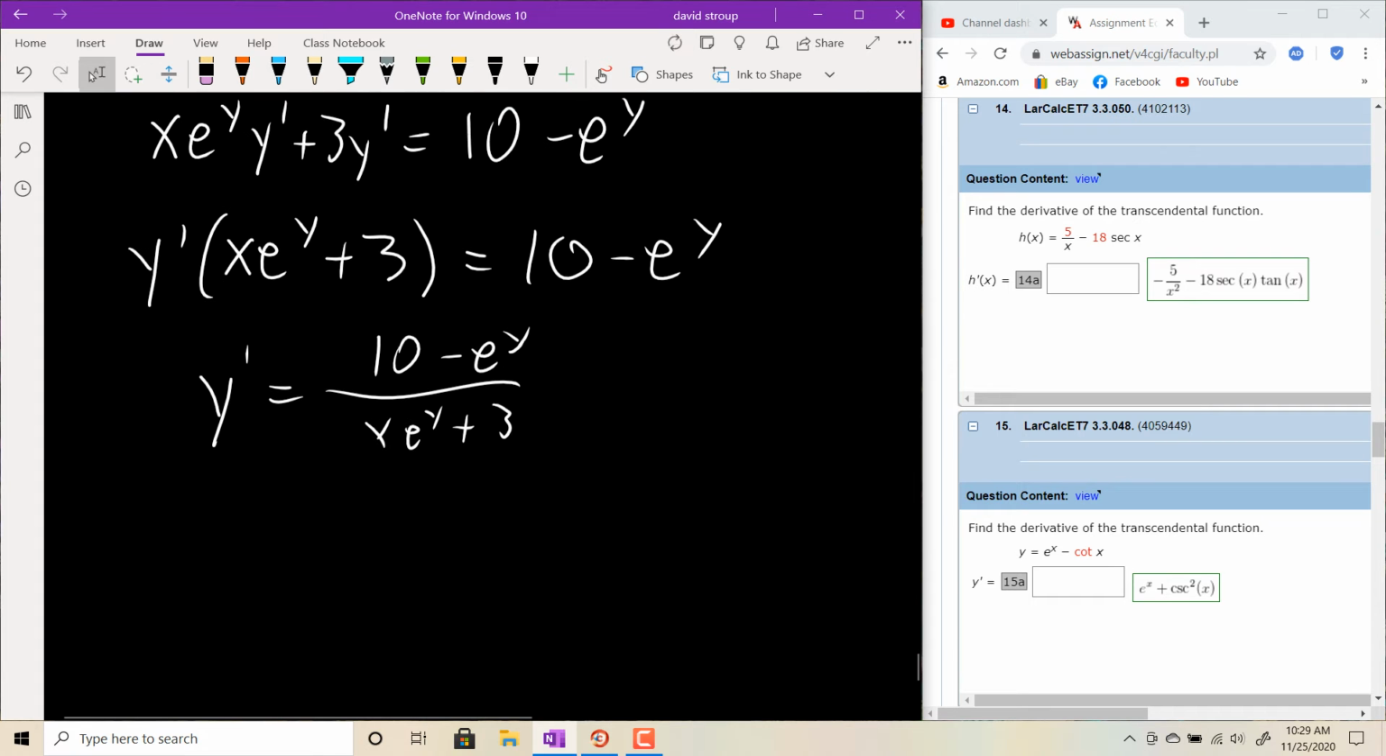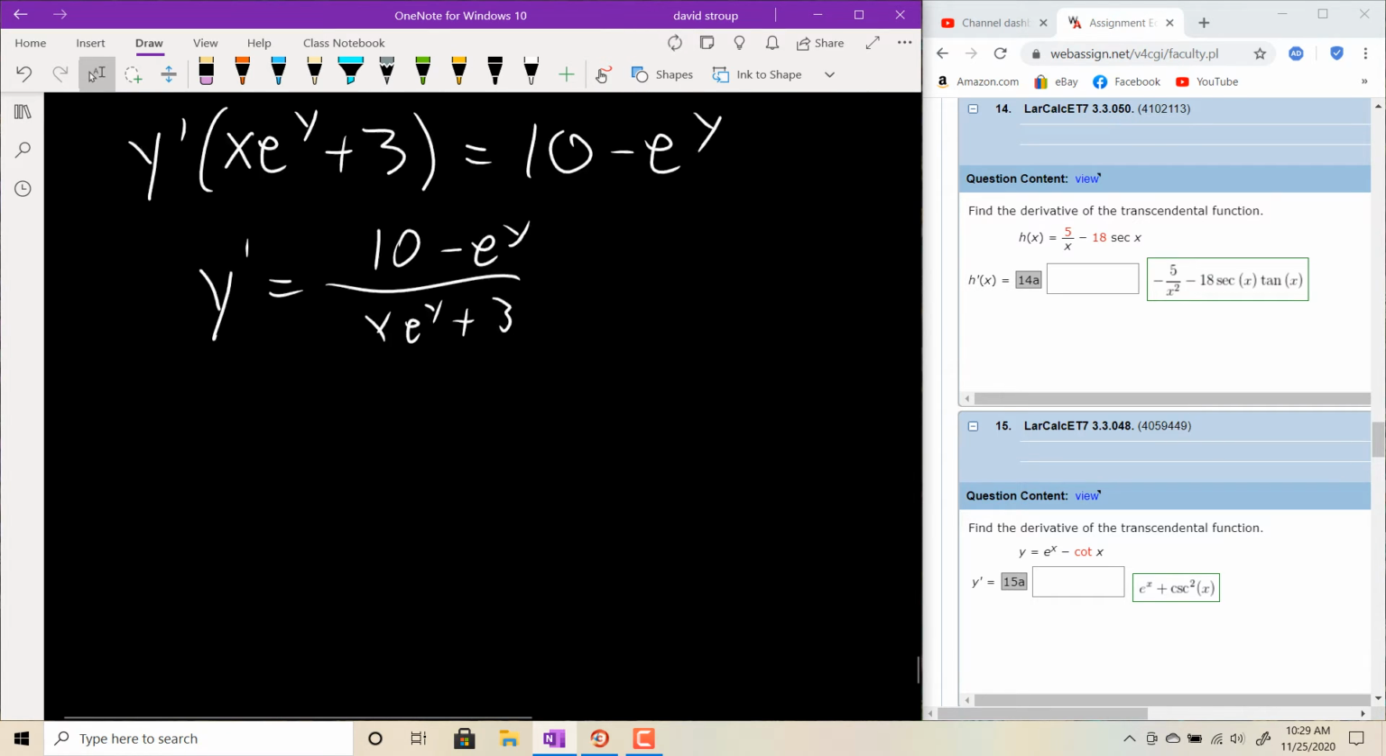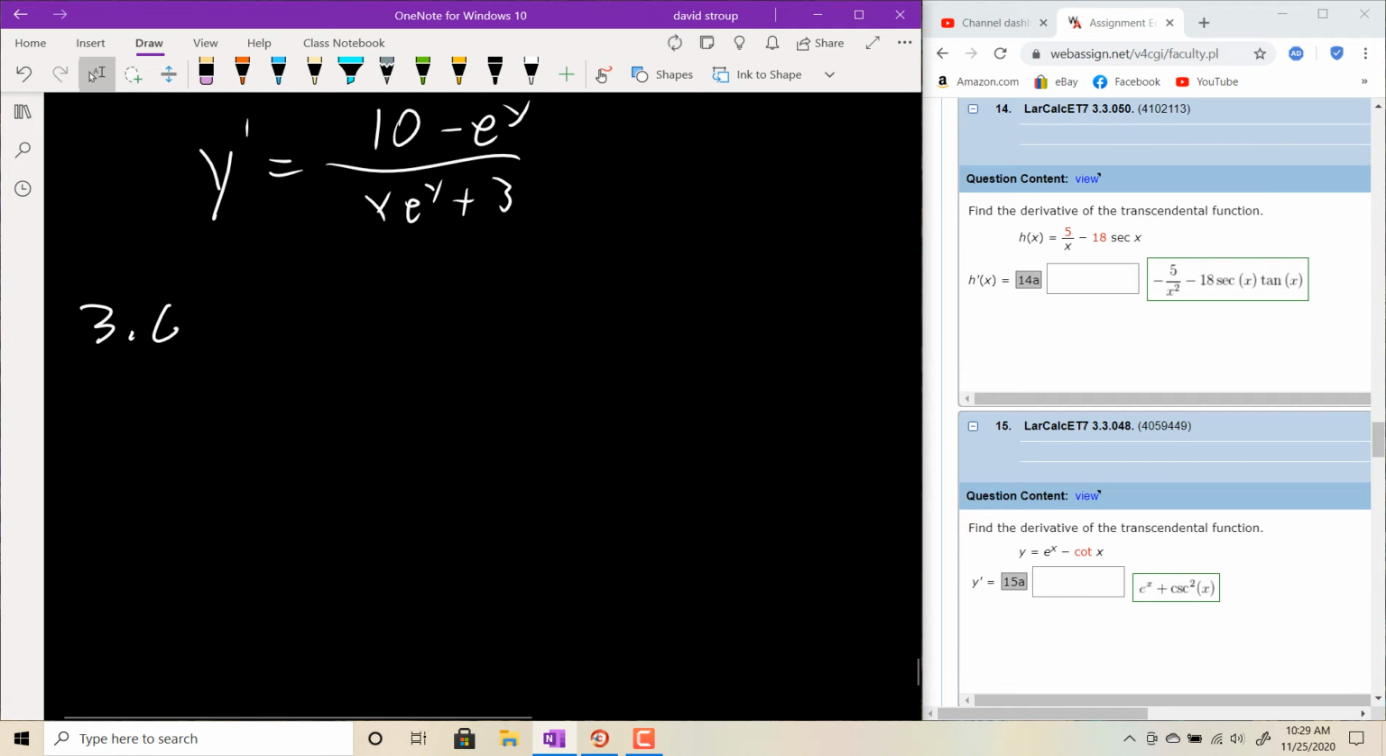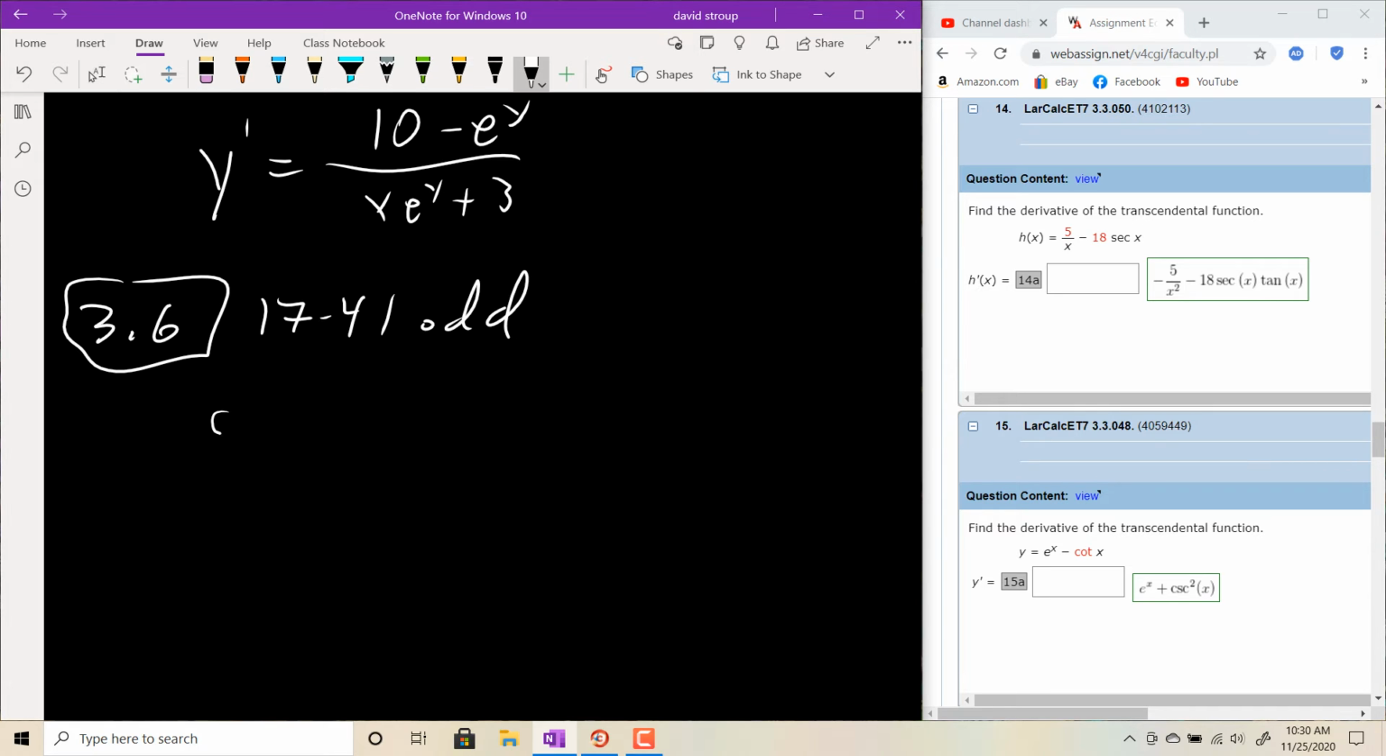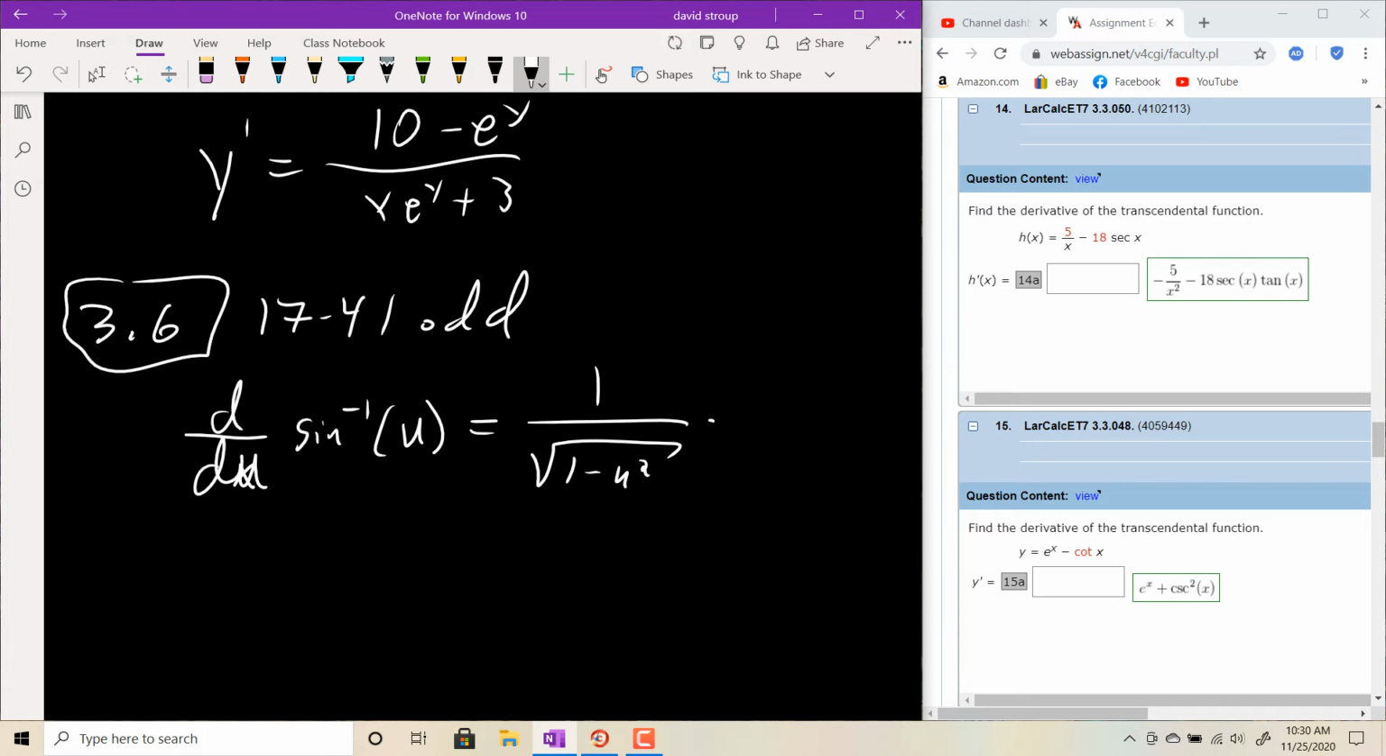3.5. 3.6 gives us derivatives of inverse functions. And we're looking at problems like 17 to 41 odd. And we have some more formulas that we kind of need to know. So in particular, I expect you to know the derivative with respect to x of sine inverse of u, so you can use a chain rule, is going to be 1 all over the square root of 1 minus u squared times the derivative of u with respect to x.